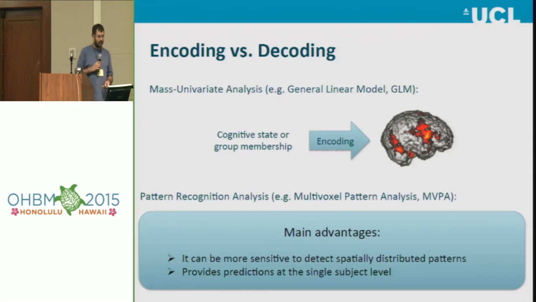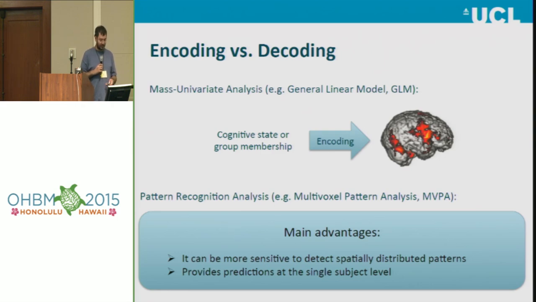So the first thing is that we can think about how pattern recognition relates to or compares with mass univariate analysis. So in mass univariate analysis, the typical GLM sort of thing that we'll be doing when analyzing neuroimaging data, we'll be learning about how to get from a cognitive state or group membership, how this is encoded in patterns in the brain. And this enables us to look at, for example, group differences, to find areas in the brain that are significantly different between different groups.